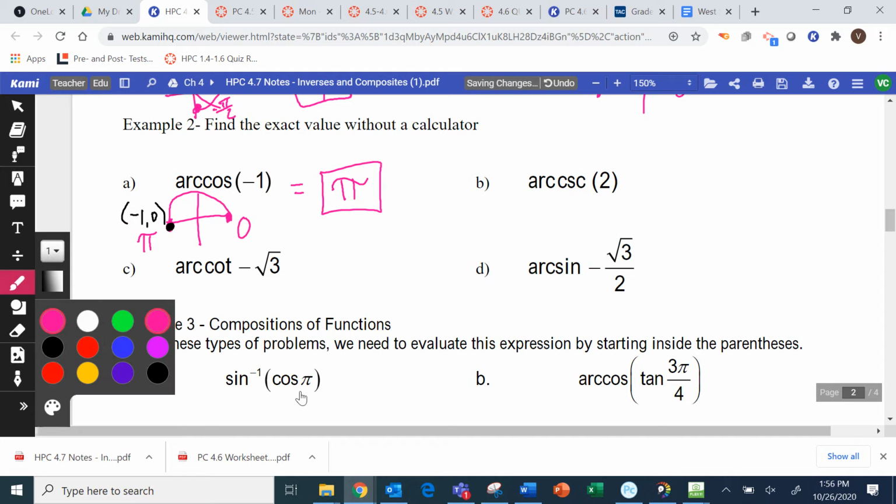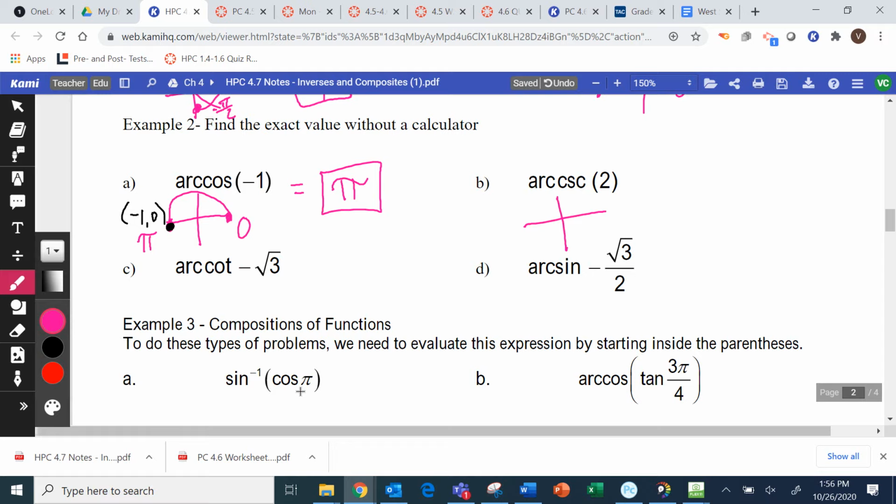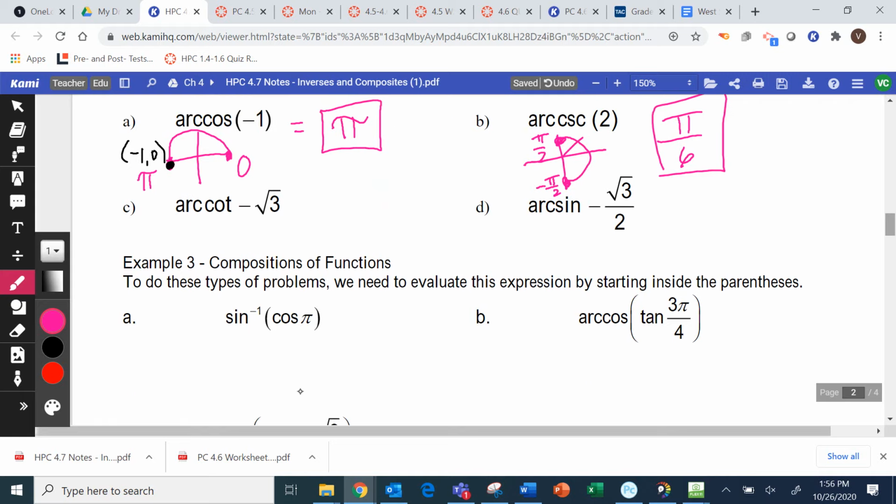All right, arc cosecant 2. So cosecant is the same as sine, negative pi over 2 to pi over 2. This is a positive number. First quadrant, what is it? Pi over 6. Arc cotangent, negative. Okay, so first of all, cotangent is the same thing as cosine. That's going to be the top half, 0 to pi.